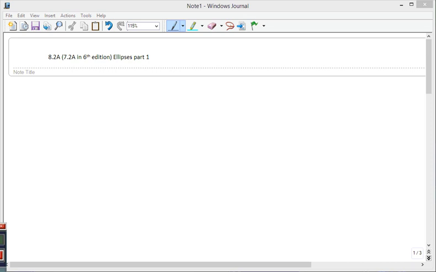This is the first video for 8.2 at 7.2 in the 6th edition, and this is part 1 of ellipses. An ellipse is one of the conics. We call them conics because when we take a cone and slice it somewhere, that's the cross section. A slice across the middle would look like a stretched out circle. In fact, a circle is a special case of an ellipse.